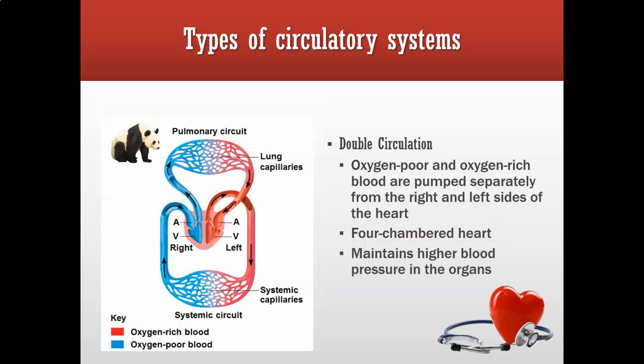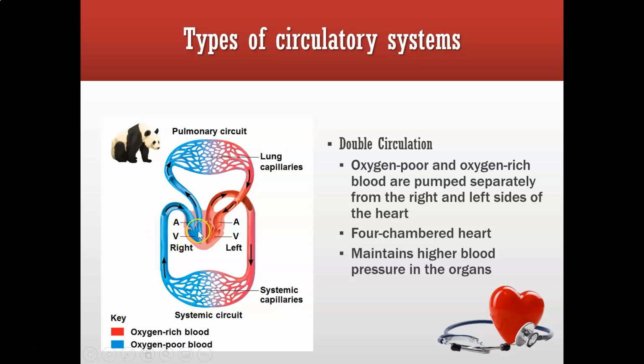We have a double circulation system. Okay, so we've got two parts of our heart, two atria, two ventricles. So it's going to require a four-chamber heart for any organism that has a double circulation system. And then you have a pulmonary circuit. Okay, and pulmonary is a fancy word for lungs. And then you have a systemic circuit, which goes out to all the rest of your body tissues.